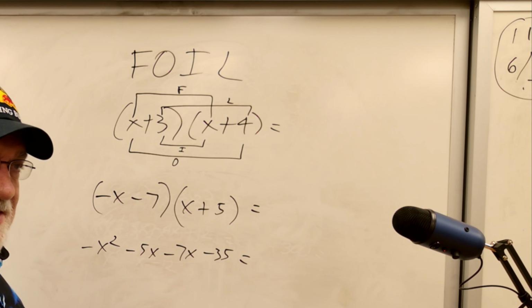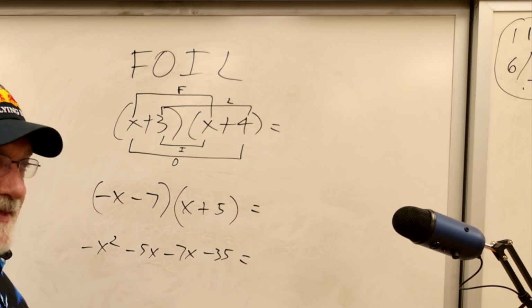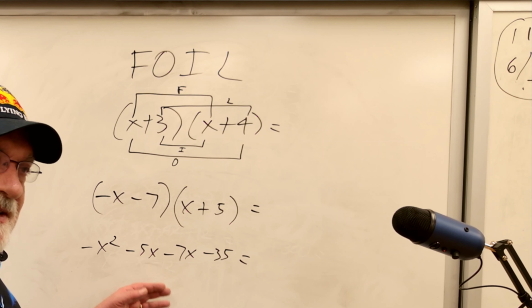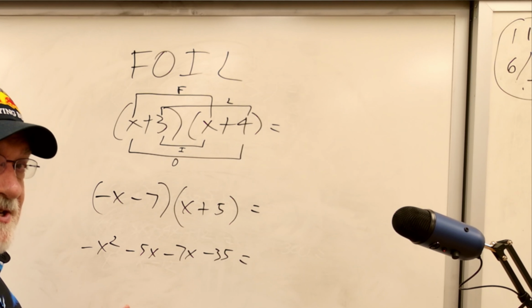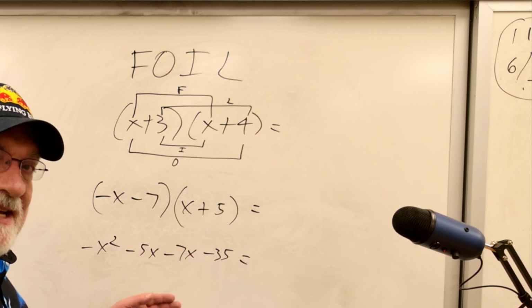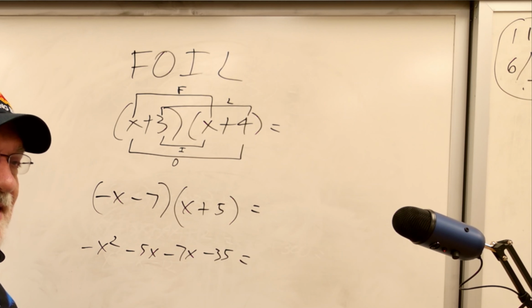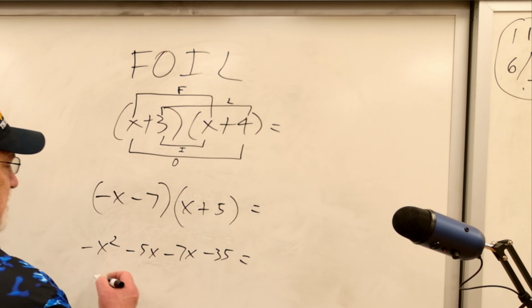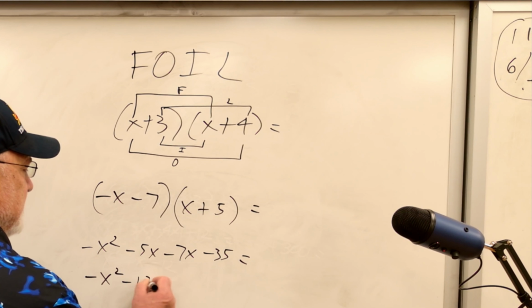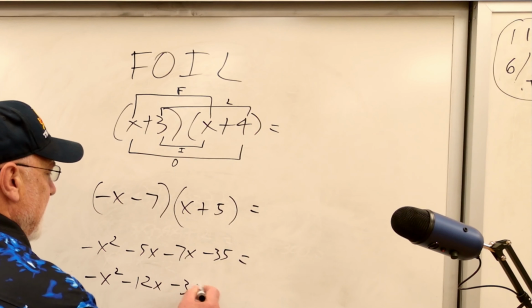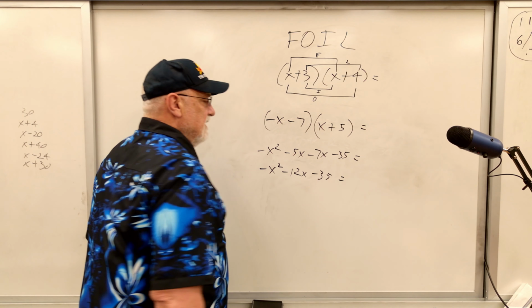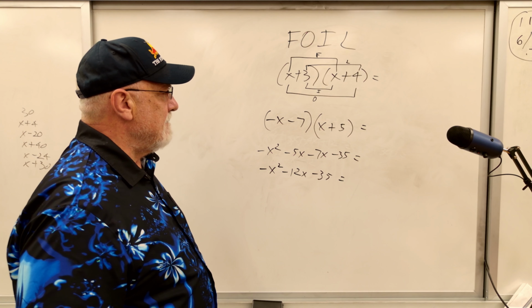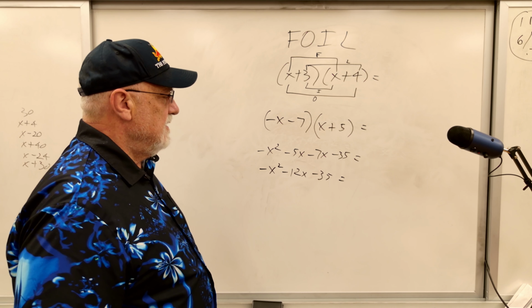So 5 plus 7 is 12. And if you don't memorize that, you could do it in your head by thinking 7 is 5 plus 2. And you know that 5 plus 5 is 10. And then add that 2 you set aside. I kind of have a billboard in my mind, and I do things like that to do some mental math. Negative x squared minus 12x minus 35. And that is the foiling of that particular polynomial, or quadratic equation, whatever you want to think of it.